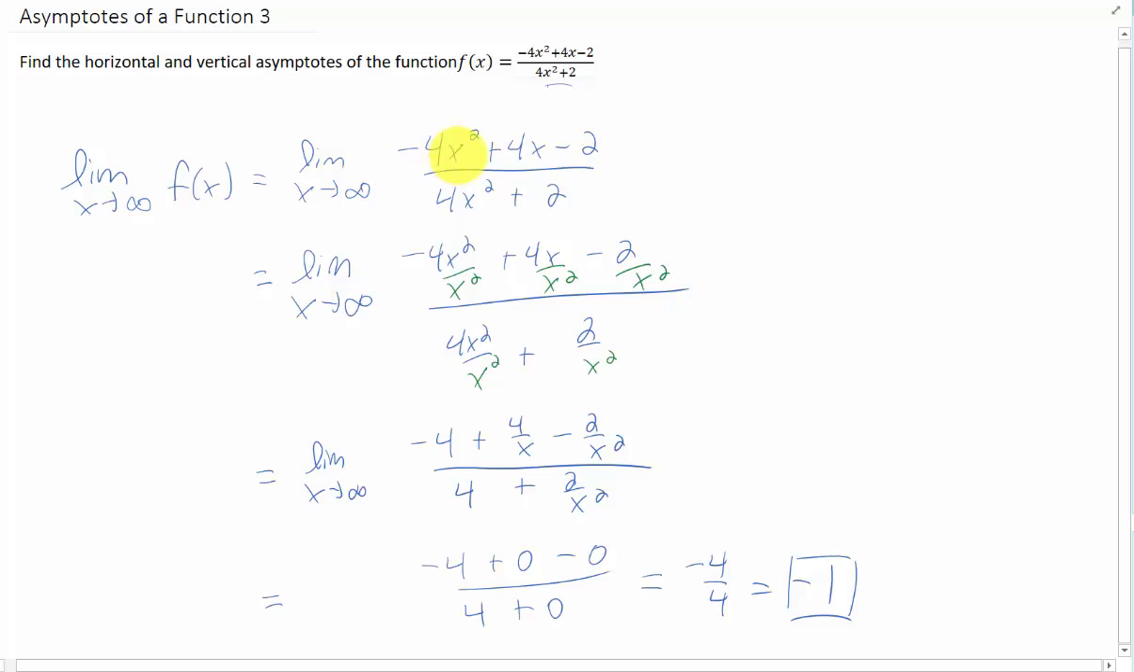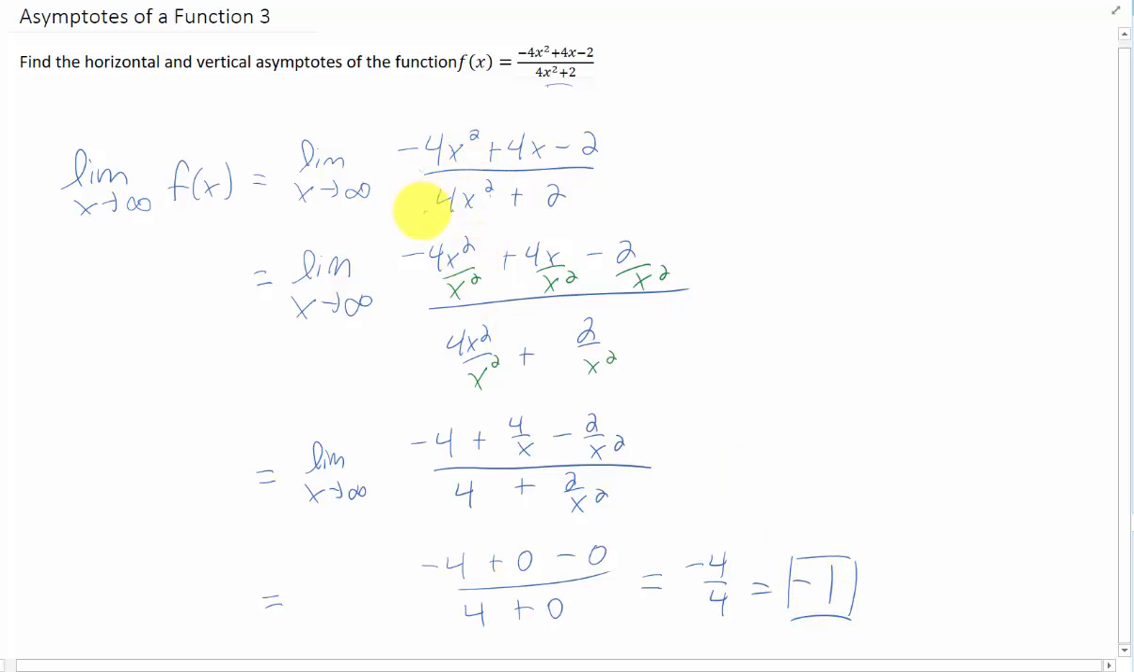As x gets really, really big, this first term in the numerator, this leading term here, will dominate the numerator. This 4x squared, this leading term in the denominator, will dominate the denominator. So we should expect, as x gets really big, for this function to behave just like negative 4x squared over 4x squared, which would then reduce to negative 1.